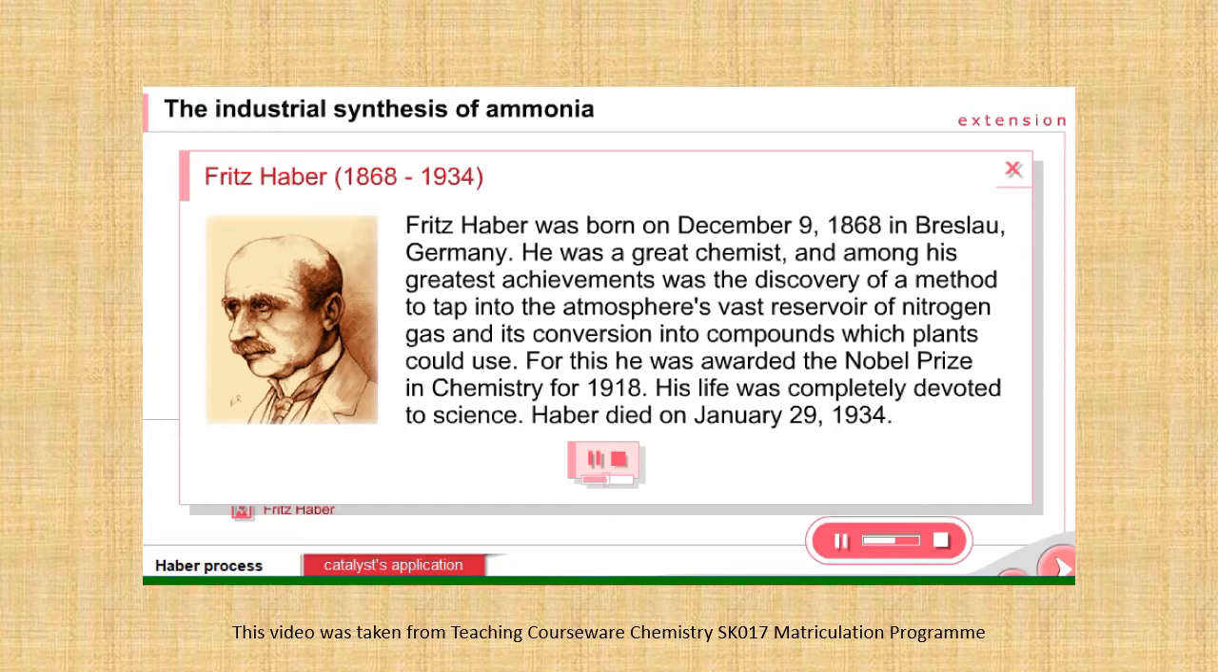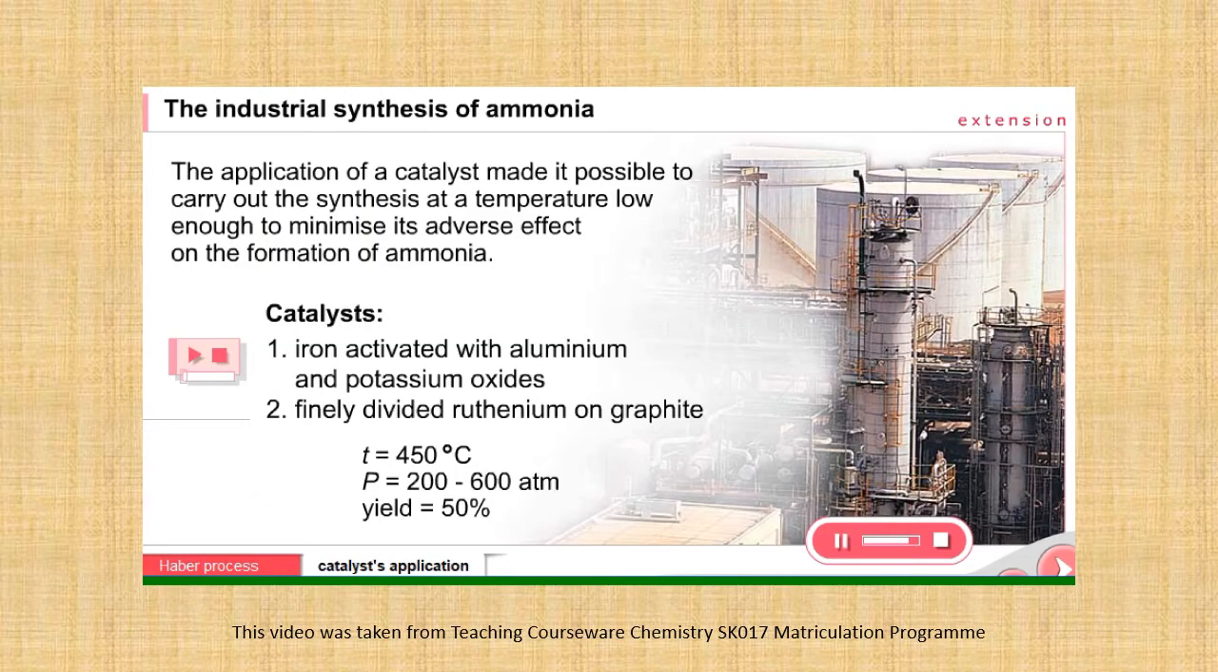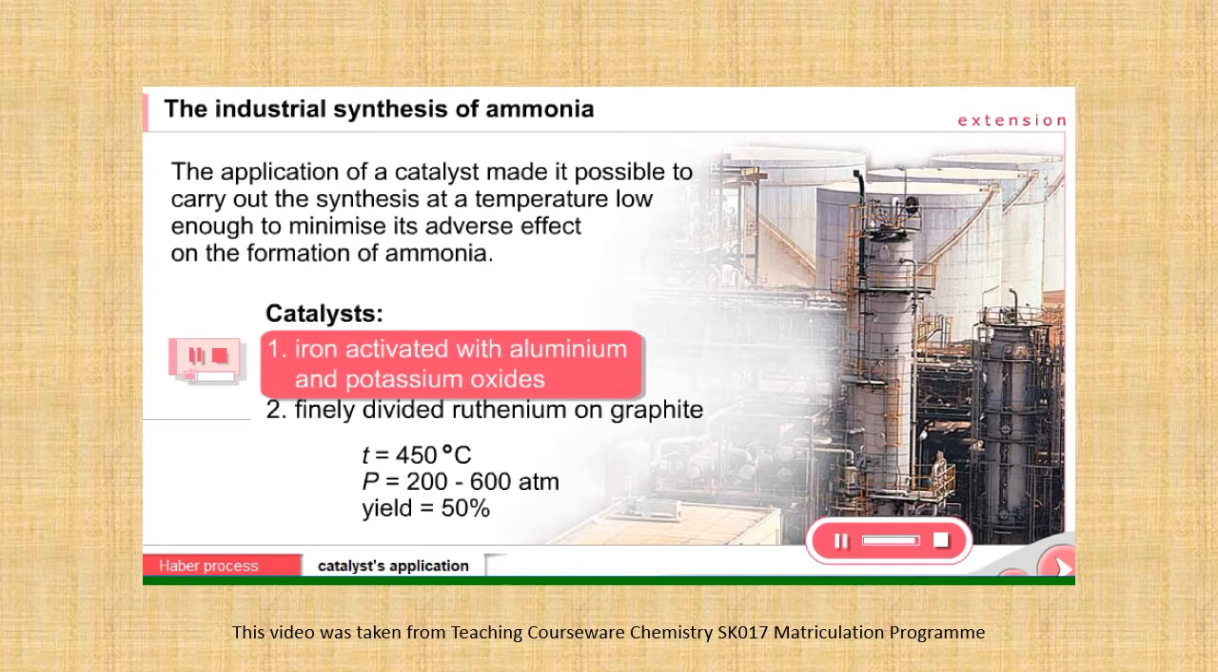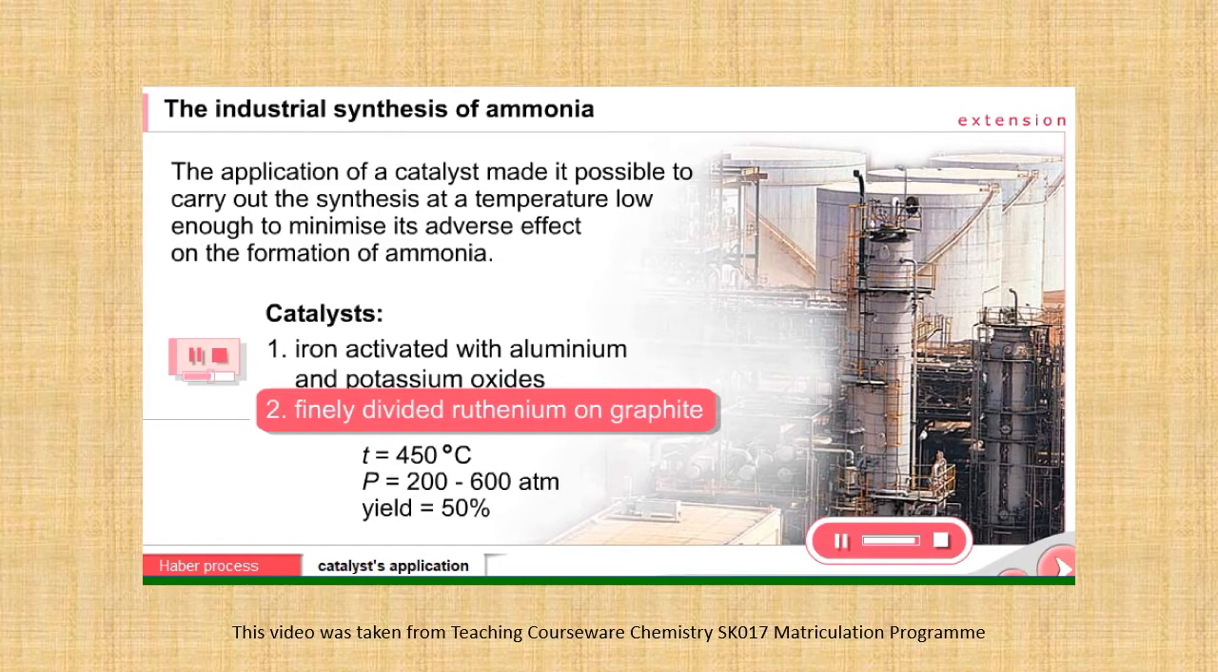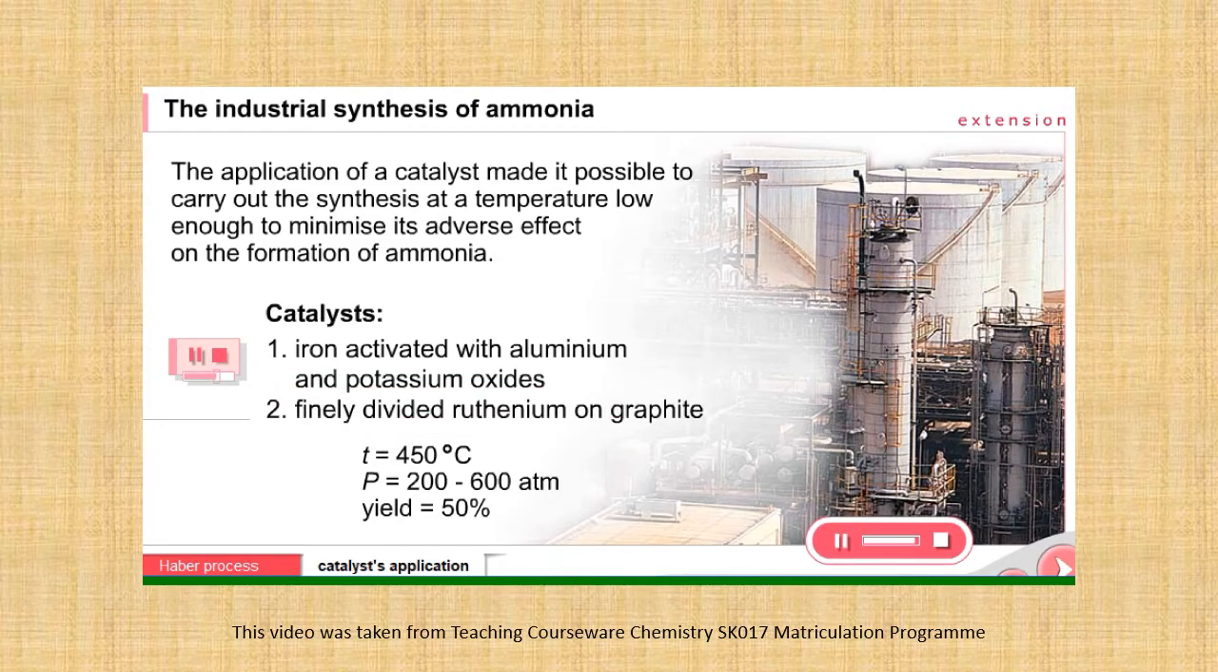The creator of this method of ammonia production, Fritz Haber, dedicated most of his efforts to the search for and development of an appropriate catalyst for speeding up the reaction. Nowadays, two types of catalysts are employed. One consists of specially prepared iron activated with aluminium and potassium oxides. The other one is finely divided ruthenium on graphite. The ammonia produced is absorbed in water or condensed, while the unreacted hydrogen and nitrogen are recycled to be used again in the production of ammonia.